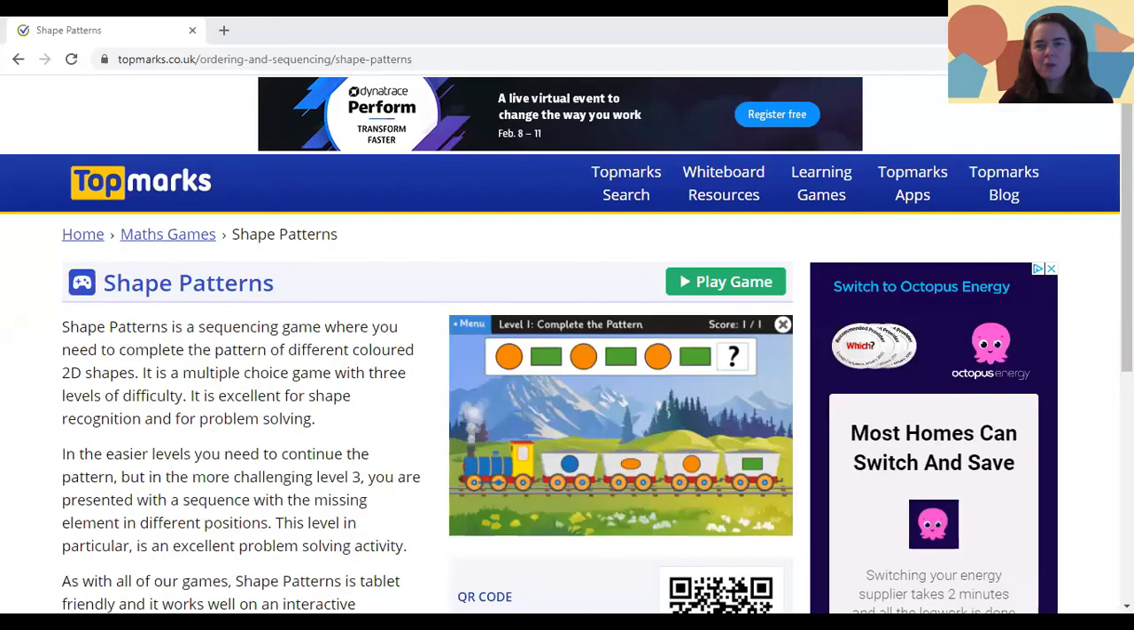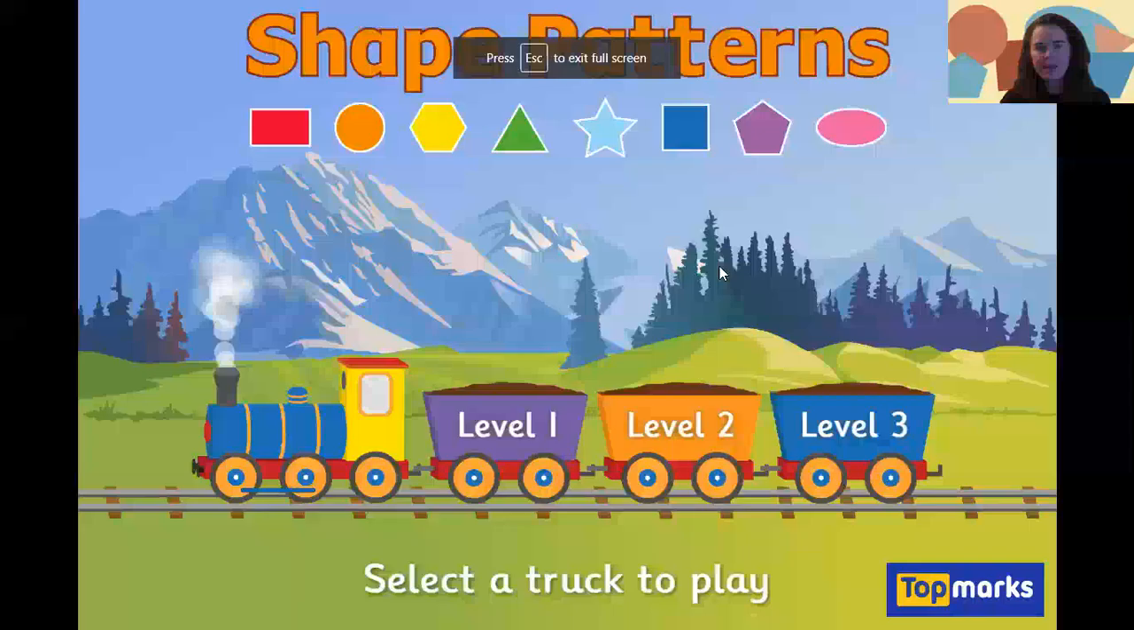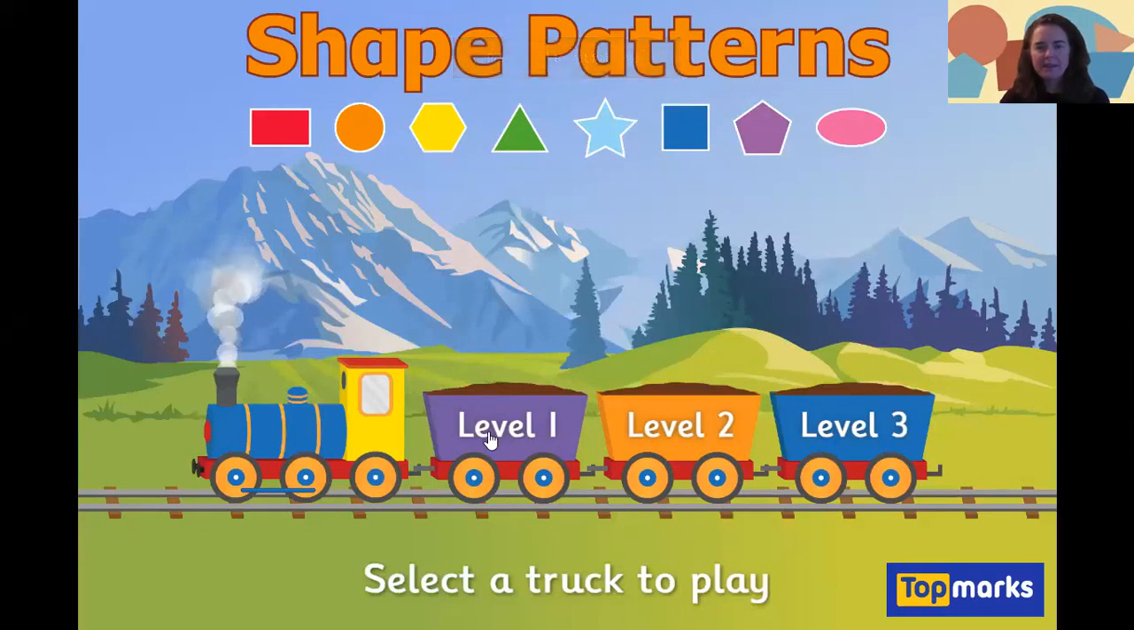After you've finished your repeating pattern activity, I've also sent you a link to a game that you can play online, and I'm going to share my screen with you now so I can show you how to play it. It's very simple. So it's a Top Marks game, which is a fantastic website for maths games, and I'm just going to click on play the game, and I'm going to choose a level. So level 1 being the easiest, then up to level 2, level 3. So let's click on level 1.